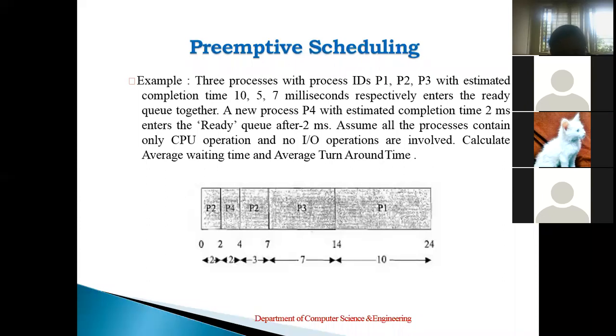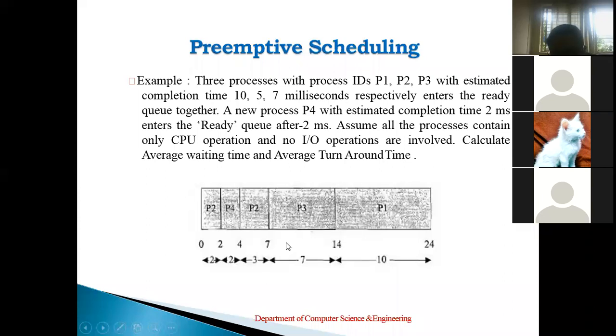Okay. What is the timing? How much time is it waiting in the queue? How much is P3? 7. Yes. Then what is P2? 5. 5 plus 7 is how much? 12. What is the execution time of P4? 2 millisecond.